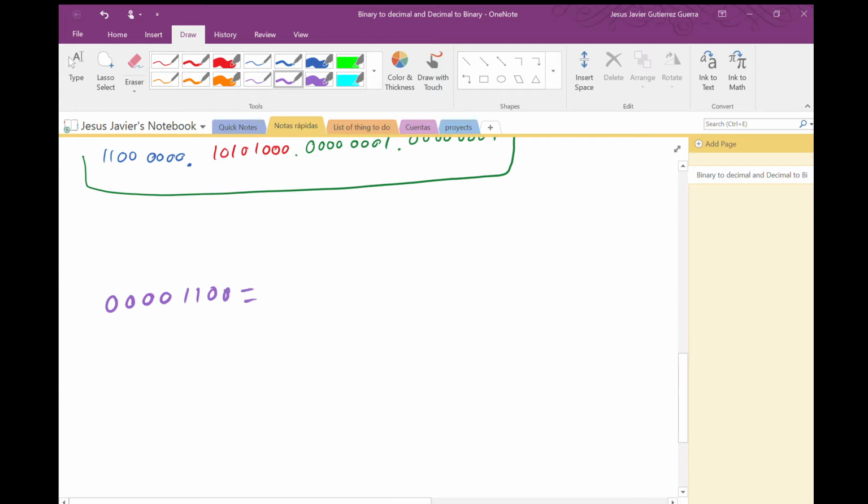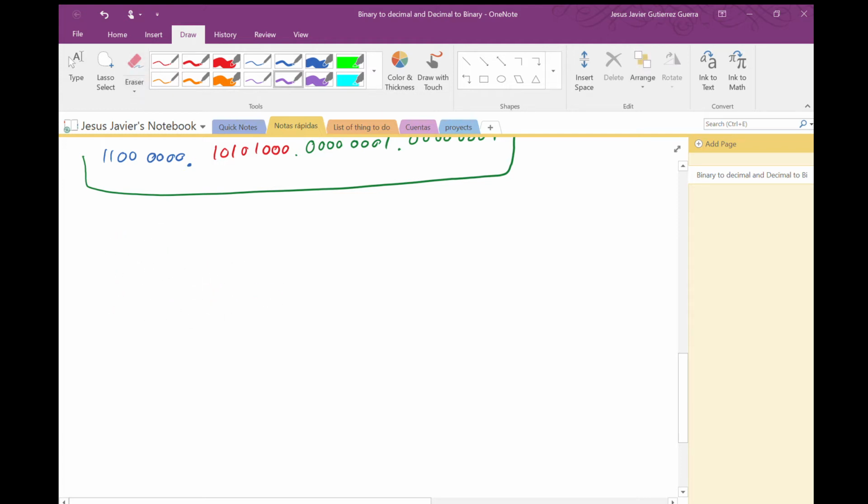So if we remember the power of 2's and the numbers that I gave you, this one was 128, this one was 64, this one was 32, this one was 16, this one was 8, 4, 2, and 1. So what number do we get? We get 12 because it is active at 8 and it is active at 4. So 8 plus 4, 12. So that wasn't that bad.